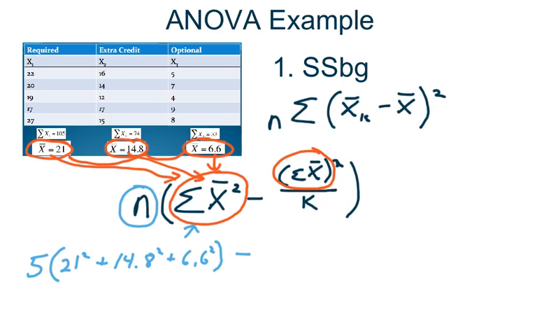And then we're going to subtract from that the summing up 21 plus 14.8 plus 6.6. So we add up all of the means, and then we're going to have to square that and divide that whole thing by k. And if you remember, k is the number of groups that we have, so that would be 3. So take a second and work that out.